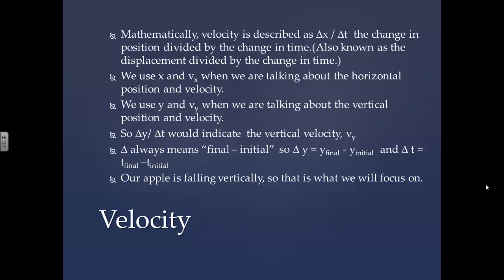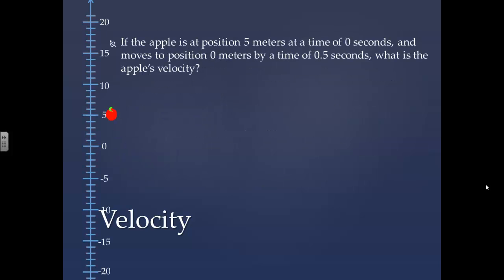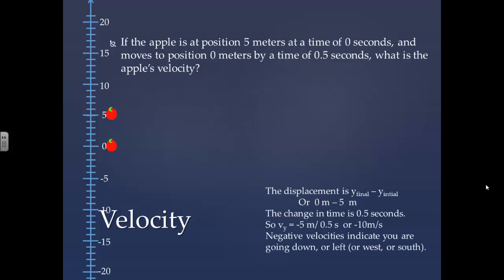Our apple is falling vertically, so that's what we will focus on. If the apple is at position 5 meters at a time of 0 seconds, and it moves to position 0 meters by a time of a half a second, what is the apple's velocity? The displacement is y final minus y initial, or 0 meters minus 5 meters. The change in time is 0.5 seconds. So Vy equals minus 5 meters divided by 0.5 seconds, or negative 10 meters per second.